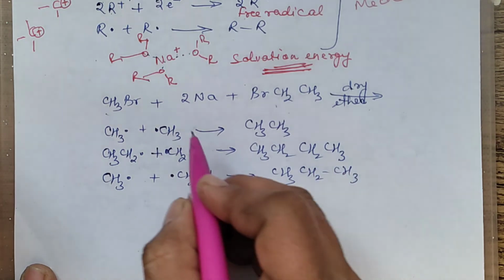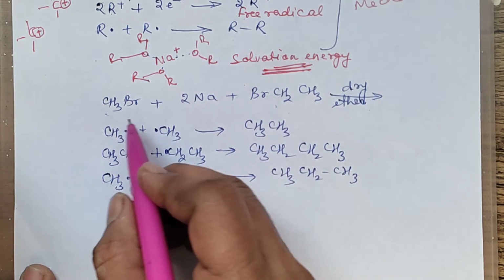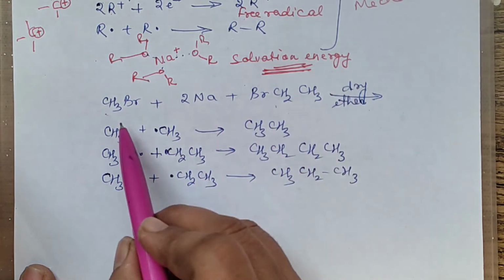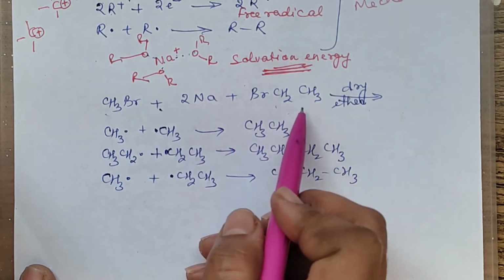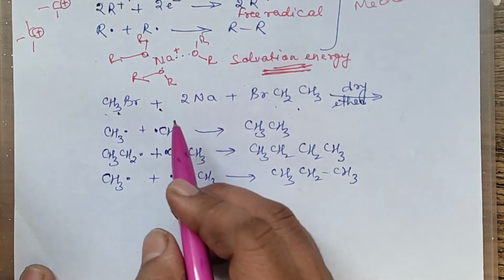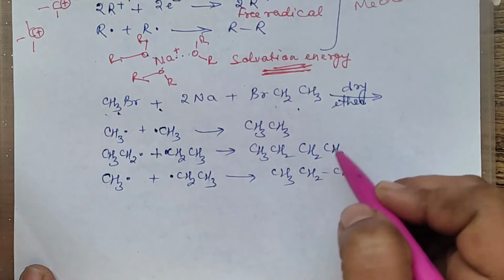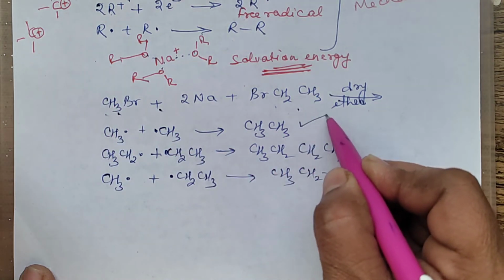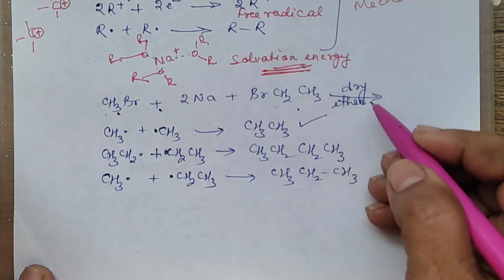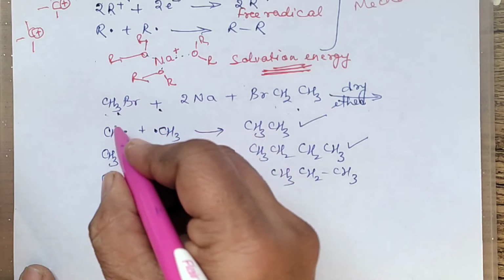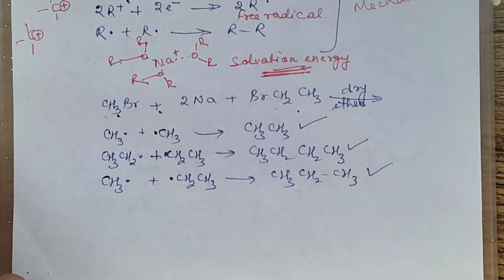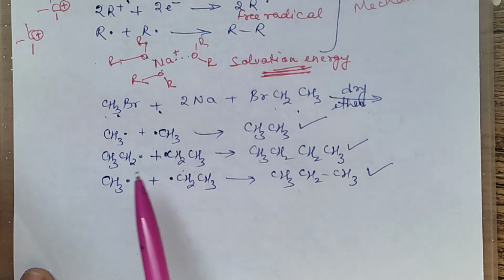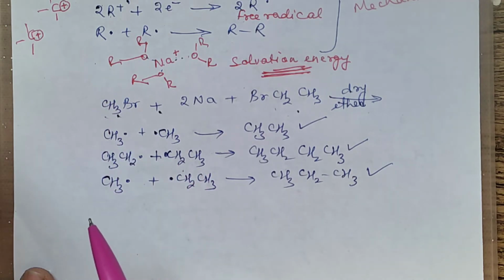That means if you take a mixture of alkyl halides, you are taking 2 different alkyl halides, you will get a mixture of the products. Either 2 methyls combine and you will get ethane. Only two ethyls may combine, you may get butane, or ethyl and methyl may combine, you will get propane. Okay, I just wrote the same thing as the radicals directly, but the mechanism is as I have discussed earlier.